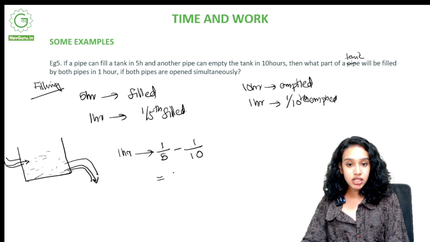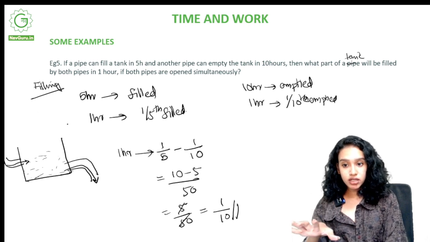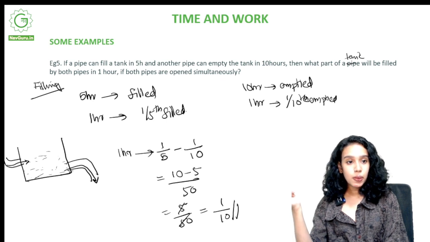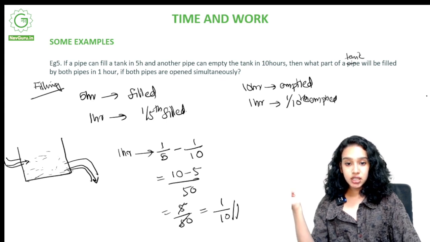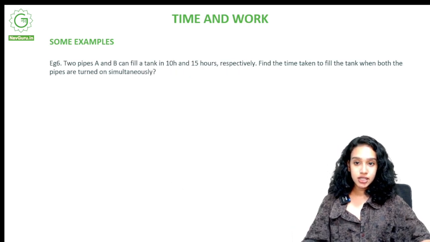So we get 10 minus 5 by 50. So it's 5/50. So we get 1/10. So 1/10th part of the water in this thing would remain after 1 hour. Okay. 1/10th part would remain in the tank. Okay. Now, let's solve another example.